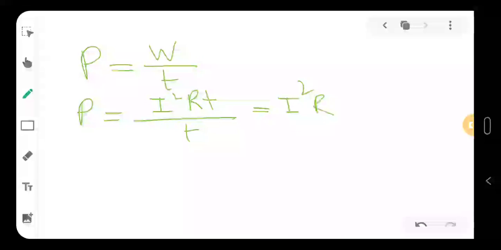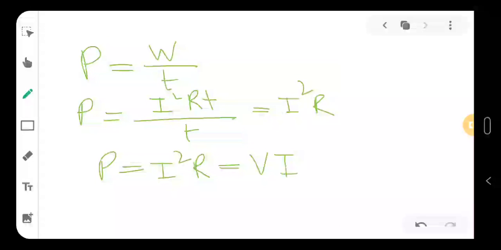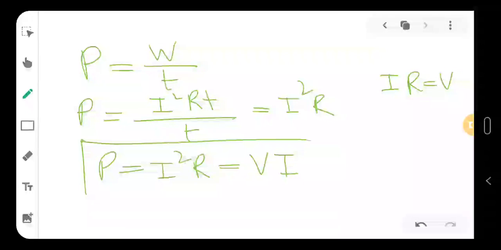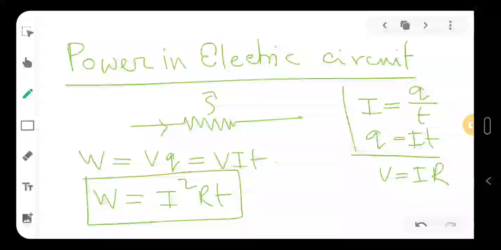If you use Ohm's law again, we can even write this equal to V into I. Why? Because IR is equal to V, so I can replace that. I can take one IR from here and write V into I. So this is also very important to remember. These are some facts which you need to know.